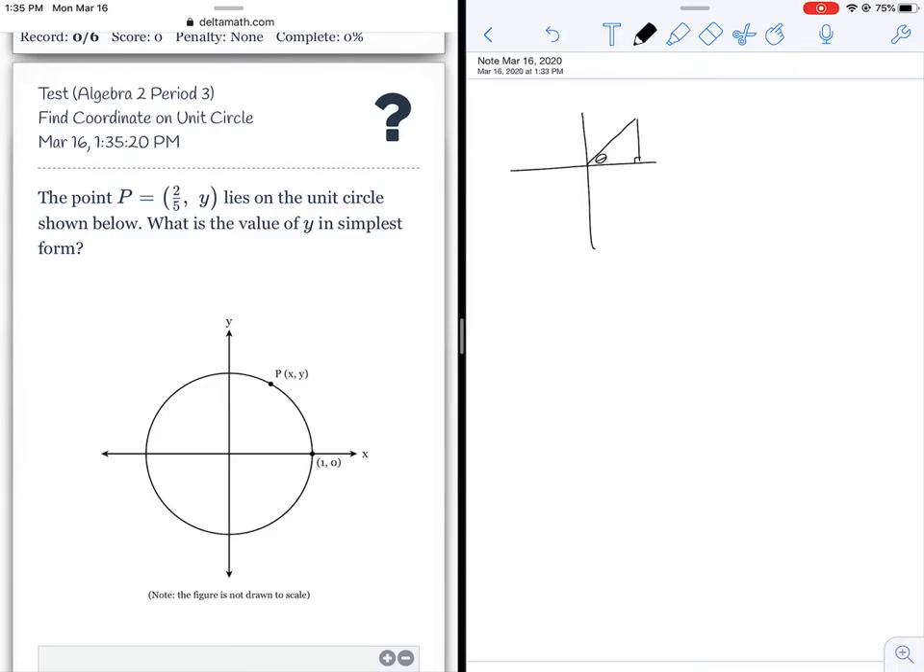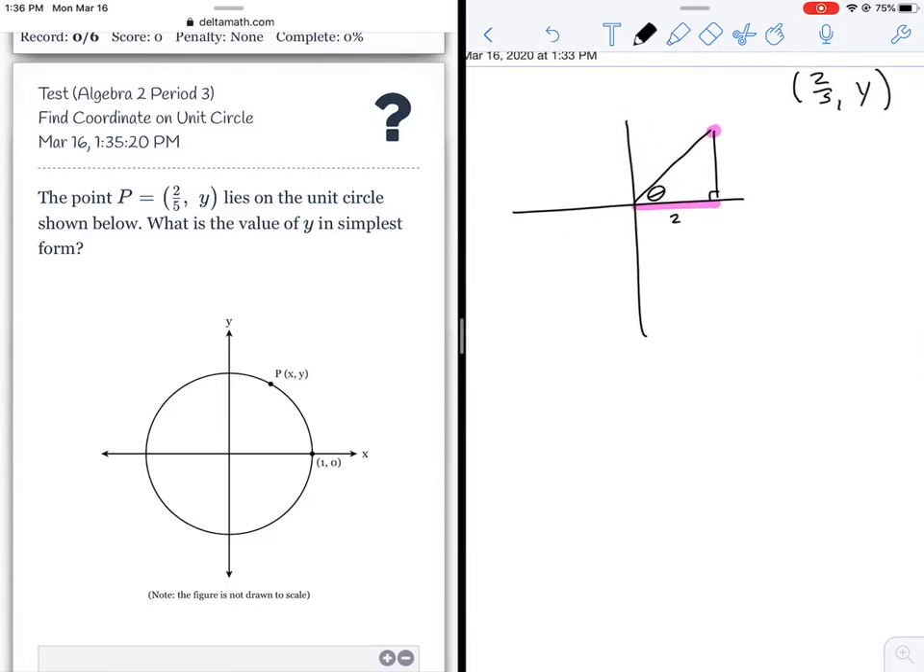By them telling me that this is the point 2/5 comma y, that is their way of giving me the x and y values of this point. In my triangle, if I'm plotting an x value, this distance here is my x value. So that distance there is 2/5. Again, I'm plotting this point, so this distance going up is going to be my y value. I don't know what that value is, so I'm going to label that as y.